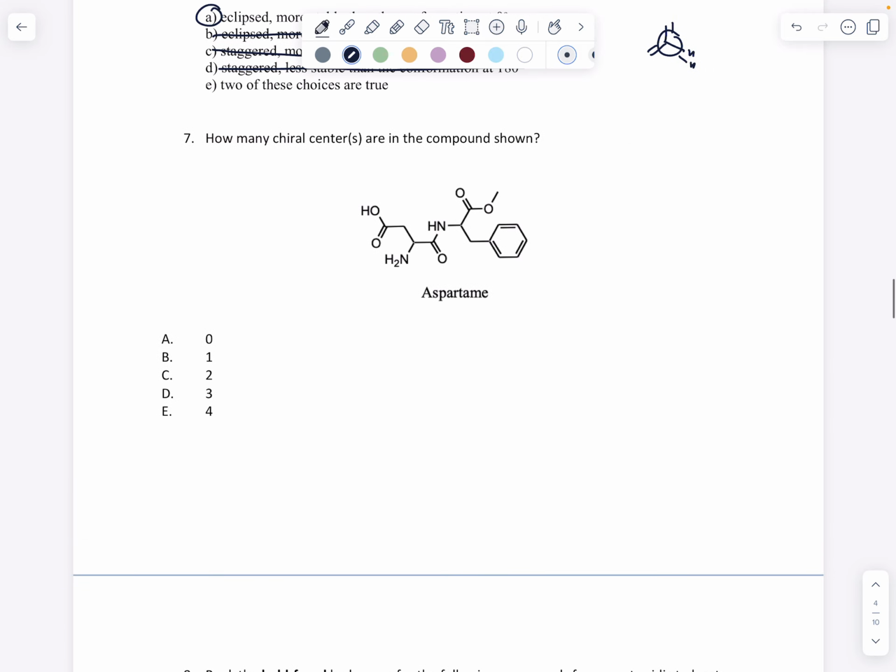Nice. How many chiral centers are in the compound shown below? So first I'm going to get rid of anything that's sp2 hybridized. So I know all those are sp2, so it can't be any of those. This one could have, maybe I'll just highlight all the possible ones. Let's see. All these can't be it because they're all sp2 hybridized.